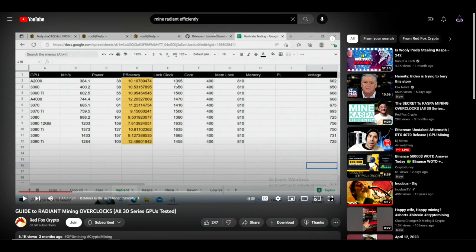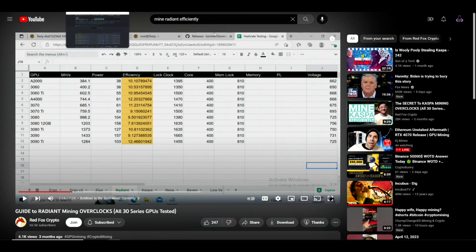I think 1305 to 1315 is probably going to be the most efficient on the lower end, so a 3060, 3060 Ti. But when you get to a 3080 and a 3080 Ti, it does seem like you need to push that locked core a little bit more to around 1500 to get the most efficient settings out of it.